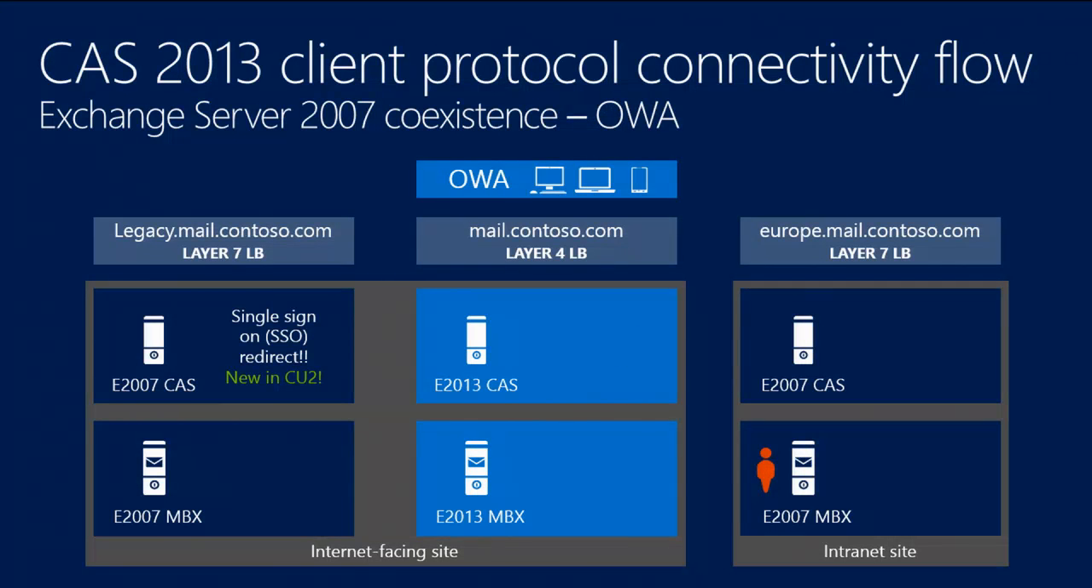What about 2007 coexistence where I have now multiple namespaces? You wait till we get to ActiveSync. If you think this one's crazy, you wait till we get there. Right. Okay, we've got europe.mail.contosa.com. We're going to give you the login page as usual. You log into 2013, we figure out where your mailbox is, and we redirect you. But of course, in this case, you won't have a 2010 logon page in a 2007 CAS. That would be fun if that happened.